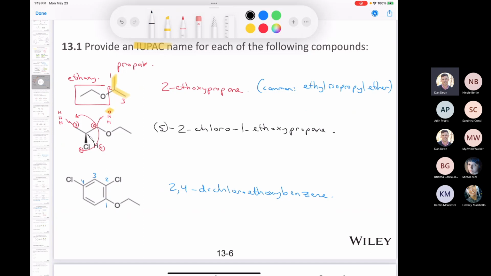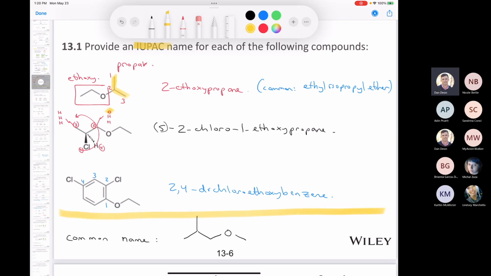What if I asked you one more? Let's try another common one just for fun. So common name, I'll put that here. So what if I gave you something like this? If I said, could you give me a name, a common name for this compound? I'll give you a second to think about it.